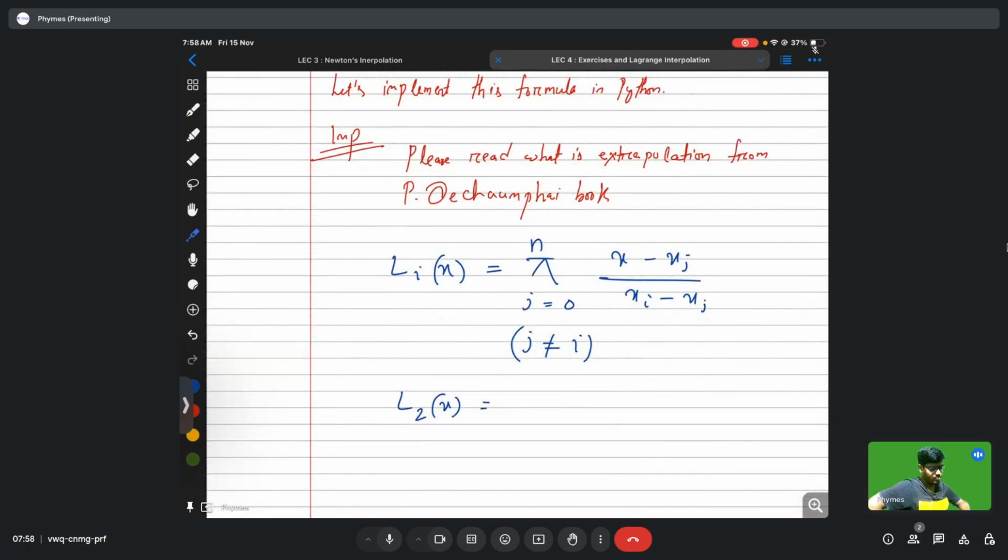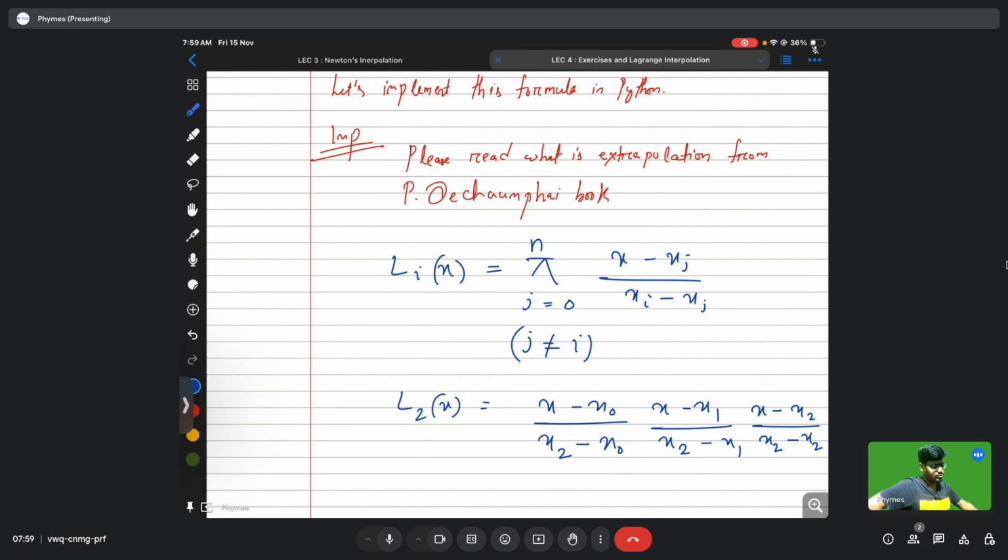Then the L2(x) value will be, let's make the product terms. The first term will be (x minus x0) divided by (x2 minus x0), then the quantity will be (x minus x1) divided by (x2 minus x1), because the value of j will go from 0 to 2 and the value of i is 2. Then it will be (x minus x2) divided by (x2 minus x2).